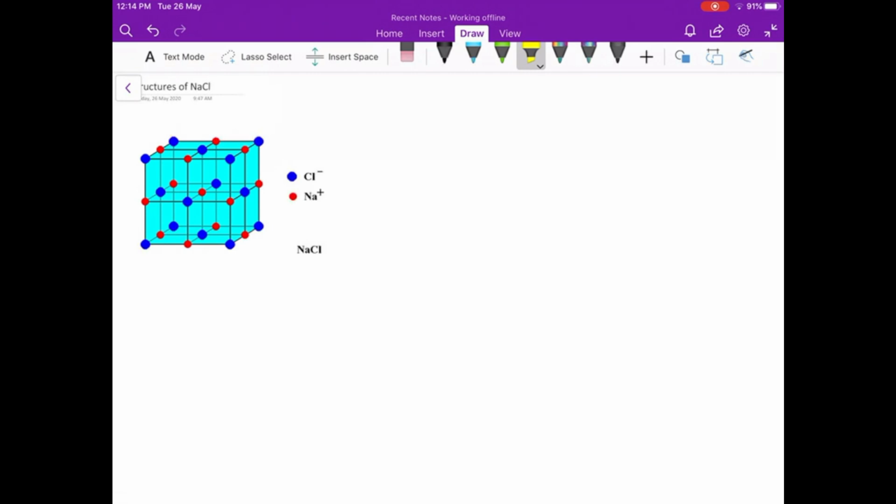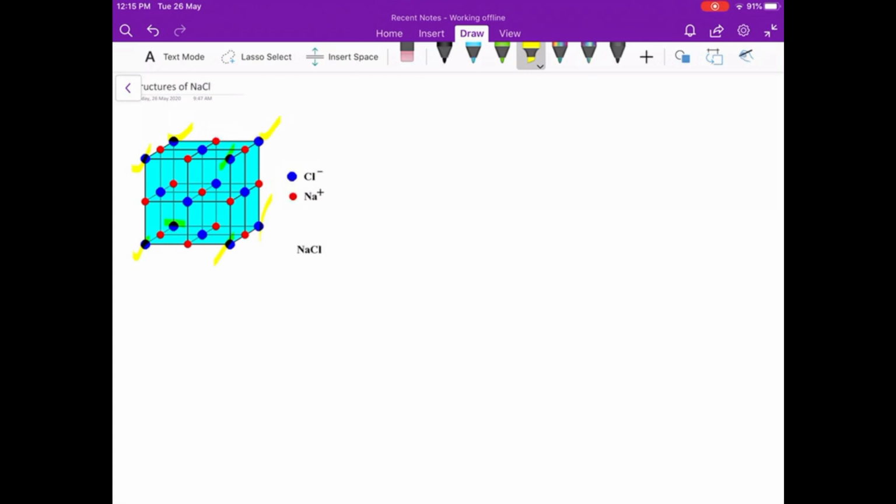Now, if you can see, chloride and sodium, how are they arranged? Chloride ions are located at the 8 corners. Look at the 8 corners. All blue color is what you will be seeing here. 8 corners, starting with 1, 2, 3, then 4, then again you have here 5, 6, and 7, and 8 corners there.